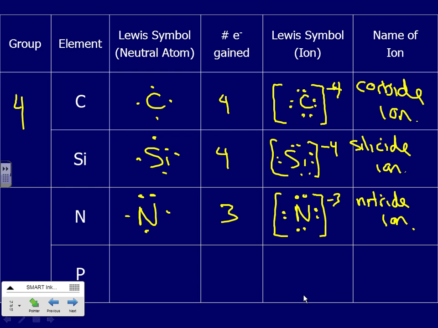Go ahead with phosphorus. Notice the difference though. For positive ones, to tell what the charge is, it's really easy. All we have to do is look at the group number. For the negative ones, we have to think, how much does it gain to get to full? So we see group 15, it's going to gain 3, negative 3 for that one. Okay?